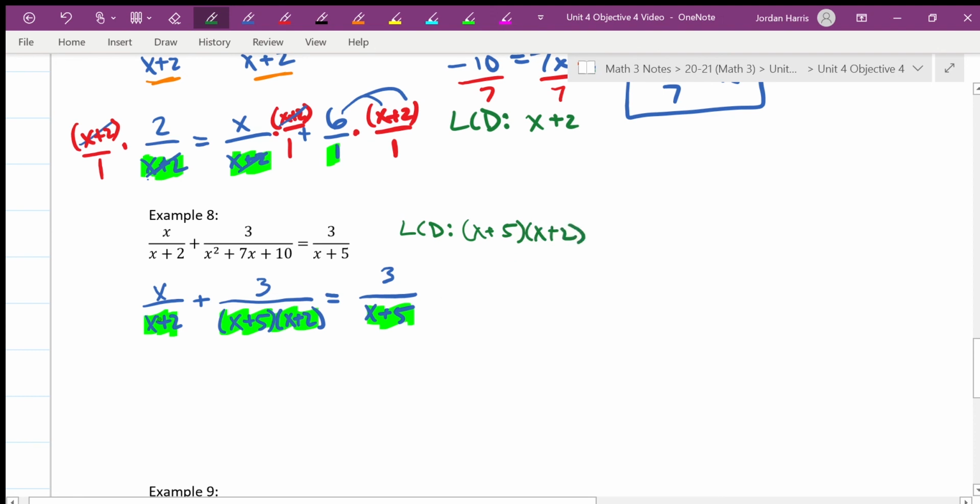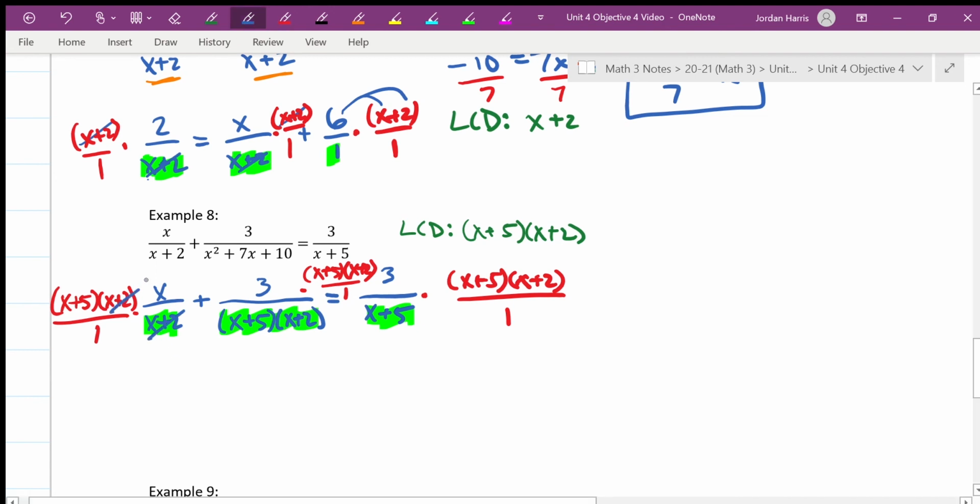Because that's the same. This one I have to multiply top and bottom by x plus 5, this one by x plus 2 to make it. But remember, we're not going to do that. We're going to multiply every piece by our denominator, LCD, and clear the fractions, because that makes life so much easier. As long as we do the same thing to both sides, we're good.